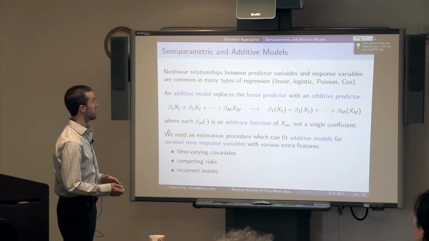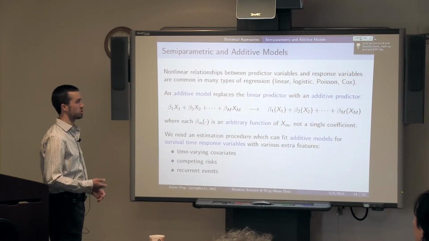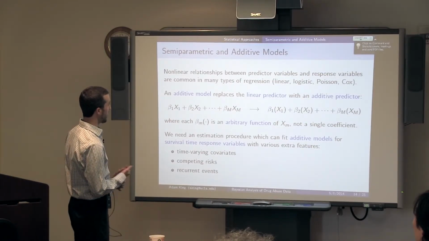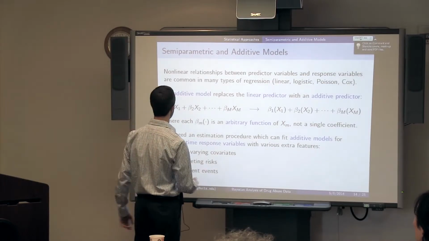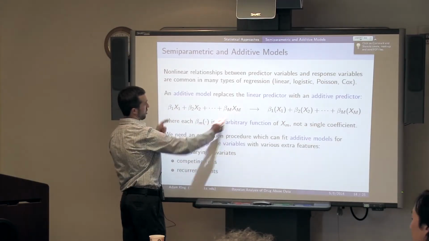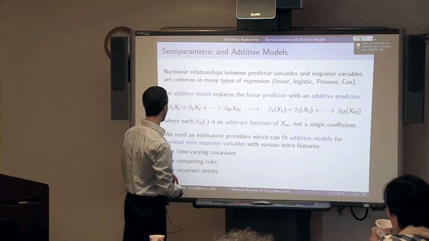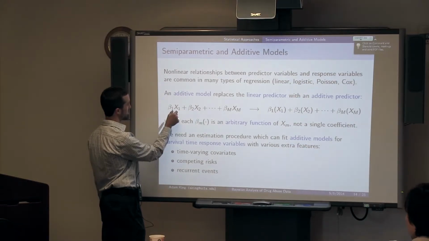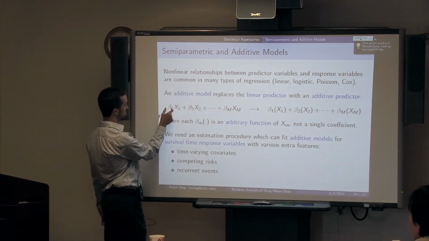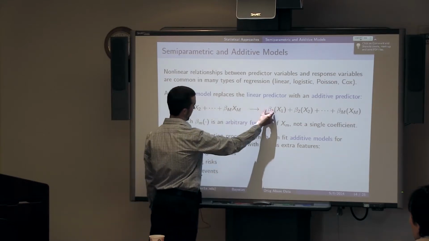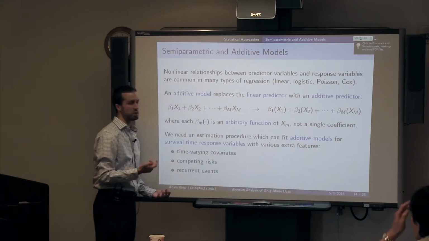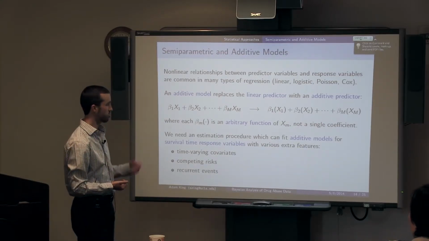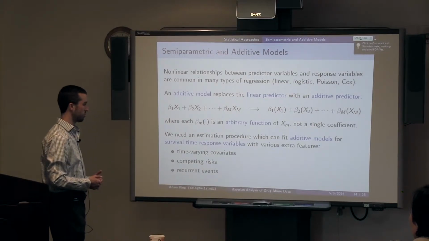And that leads to the notion of semi-parametric or additive models, where we essentially remove that restriction that we have to have these linear relationships. An additive model replaces the linear predictor, which is this linear function of our predictor variables, with an additive predictor. Before, the relationship of x1 with the response was linear with slope beta 1. If instead of just a coefficient beta 1, we say beta 1 is actually an arbitrary function, then x1 can have any kind of arbitrary relationship with the response variable. So that's called an additive or a semi-parametric model.